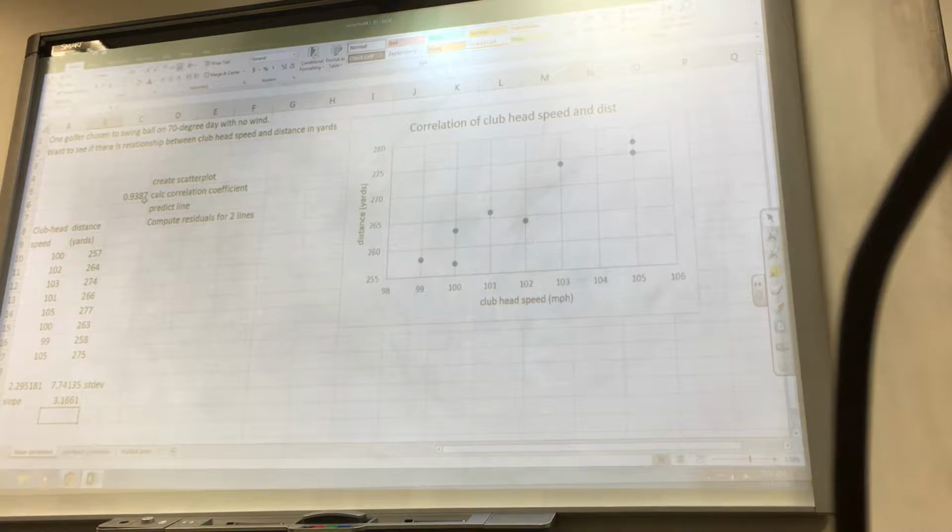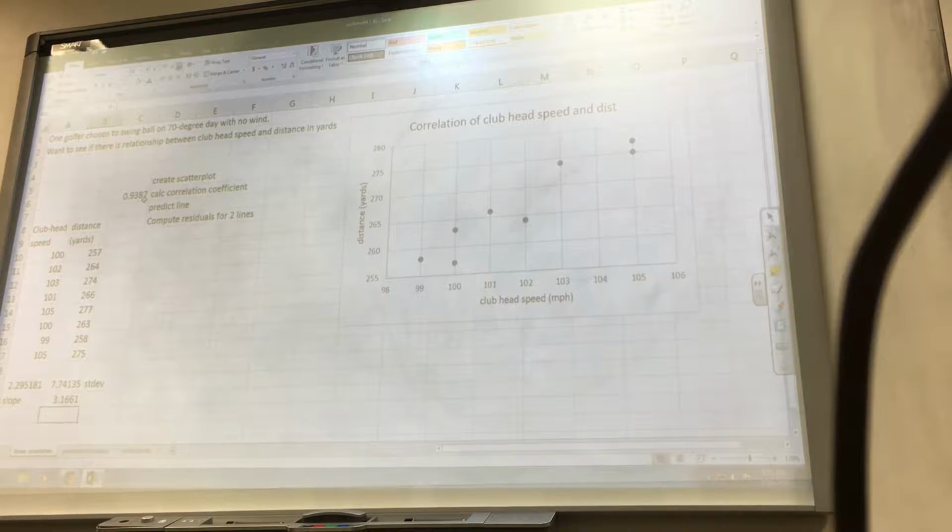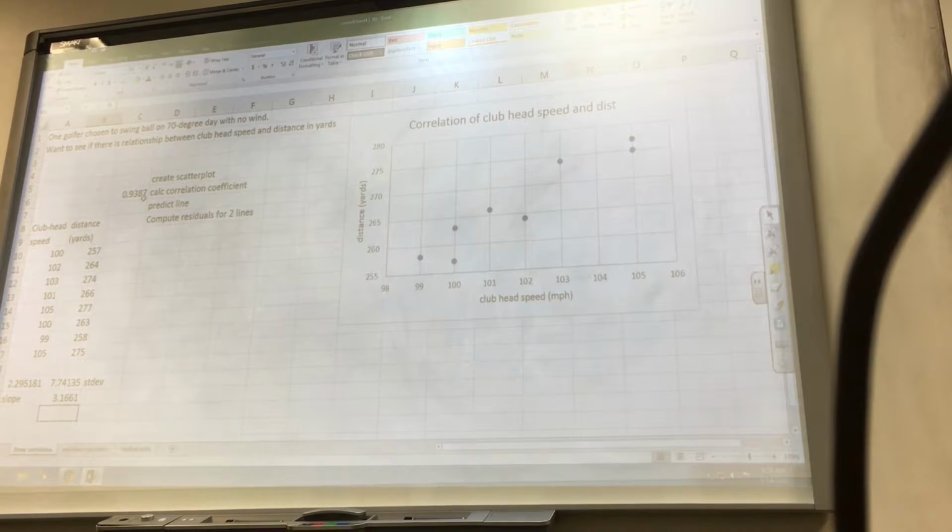So what do I need? Trying to get the y-intercept. We've already got our slope, times x, so close, 3.1661. What does y bar mean? The average. That's the mean. So I need to find the mean of y bar and the mean of x bar, right?